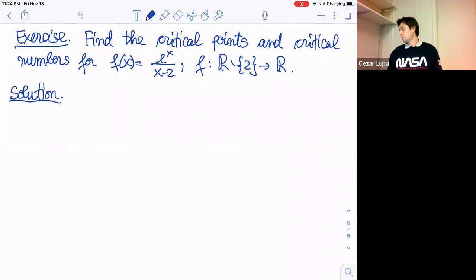Okay, let's see. How are we going to solve this one? As you have seen in the previous example, we just take this function, compute the derivative, set it equal to 0, and then we just do the algebra. All right. Let's do that.